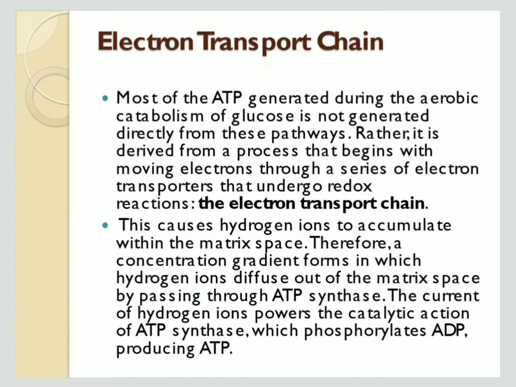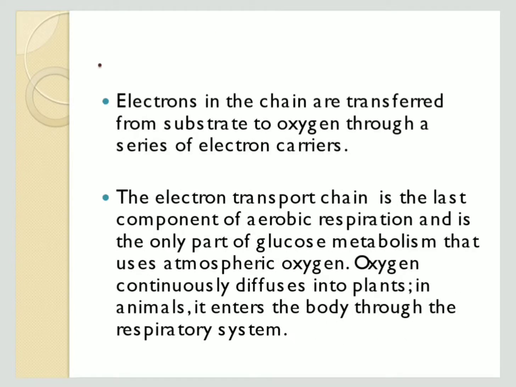So ATP will be generated. So where are the electrons coming from? They are coming from the respiratory substrates, by breaking them down. The electrons will be transferred to oxygen through a series of carriers. The electron transport chain is the last component of aerobic respiration and is the only part of glucose metabolism that uses oxygen. Oxygen continuously diffuses into the plant.